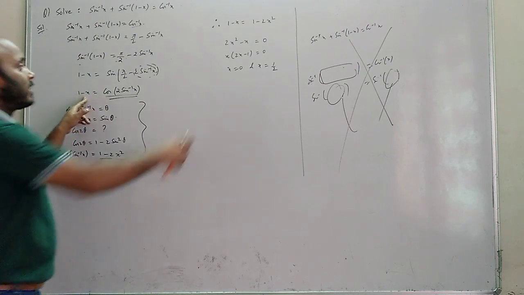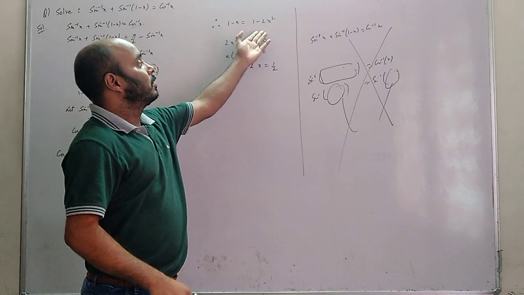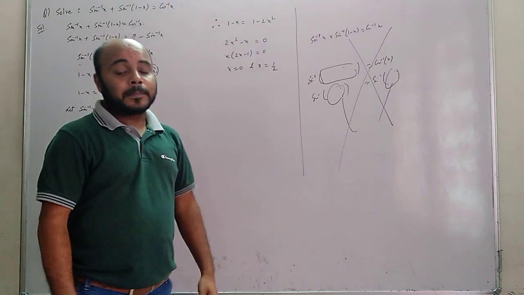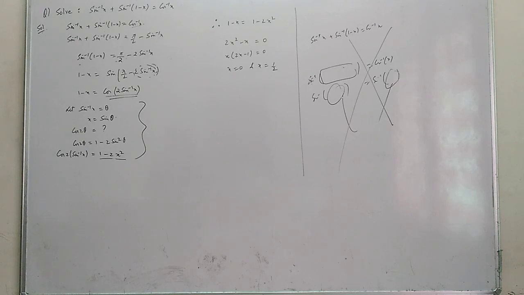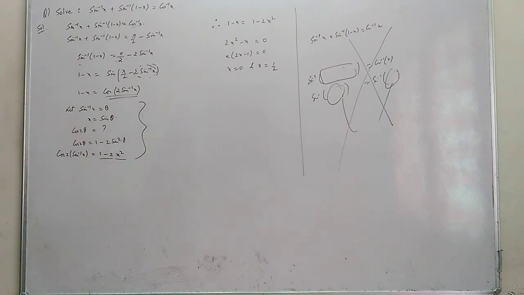So now 1 minus x equals 1 minus 2x square. Now you have to solve this equation. Solve it. From there you will get x equals 0 and x equals half. Okay? Understood class? So see, the basics are very important actually. If you know the basics, you can do the sum. If you don't know the basics, it's difficult for you. Okay? Let's go to one more sum.